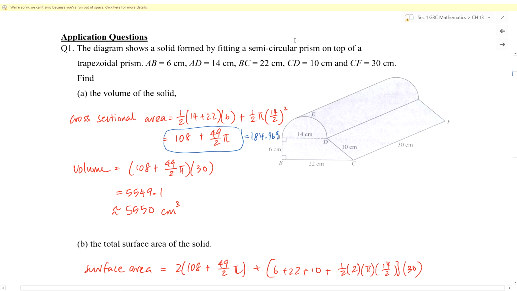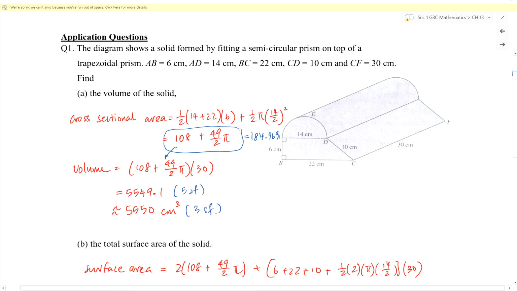So here, volume, I'm going to copy the entire cross-sectional area down. Only at this stage, I will key in to my calculator and I will just multiply this by 30. So that gives me 5549 point blah blah blah. I always show my 5SF first before I round off to 3SF.